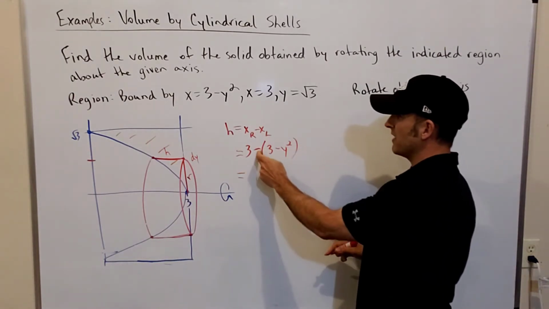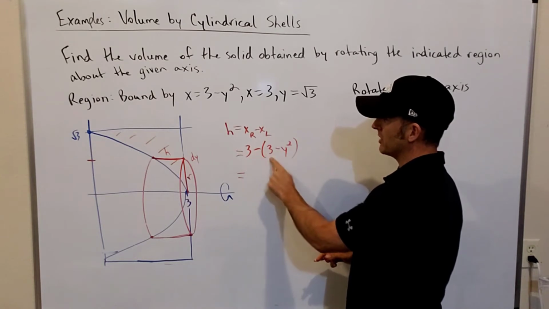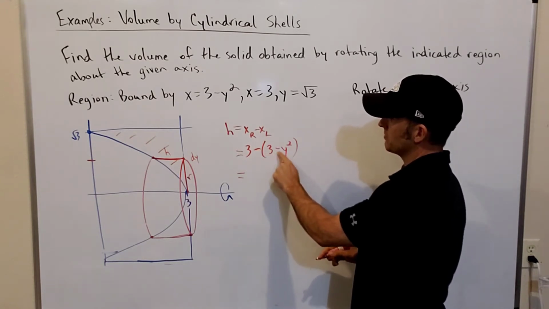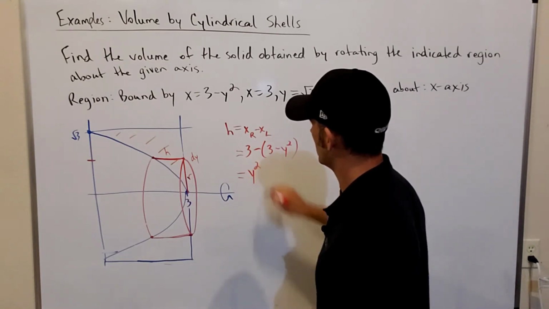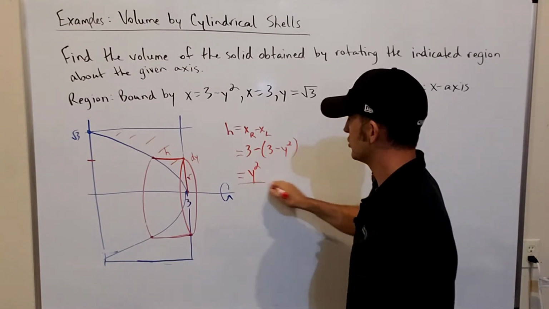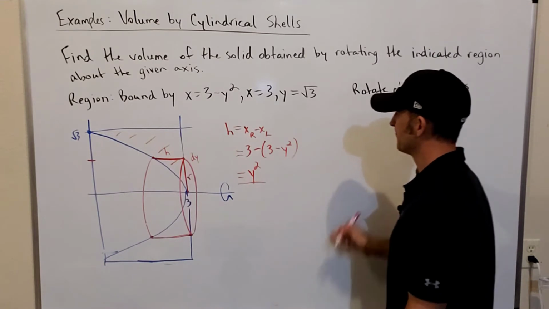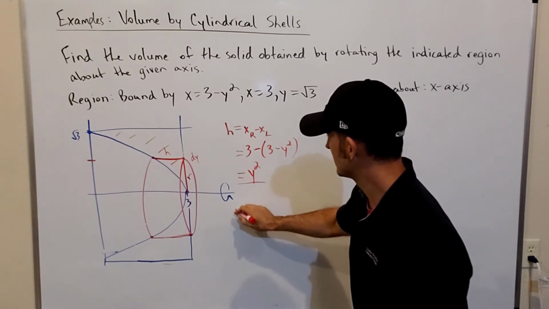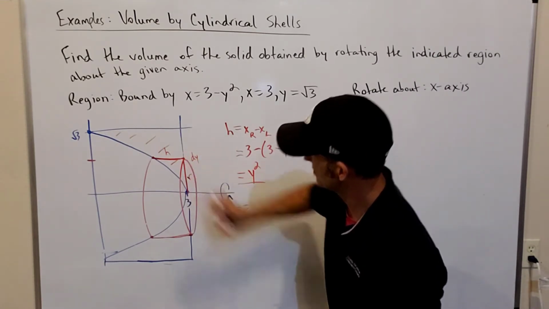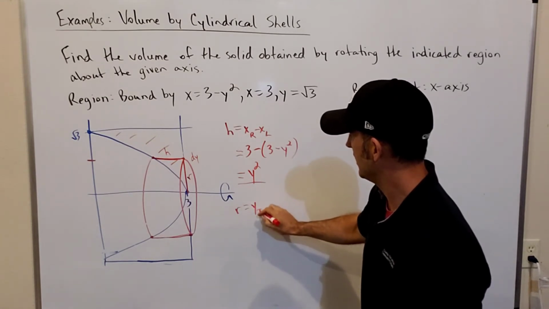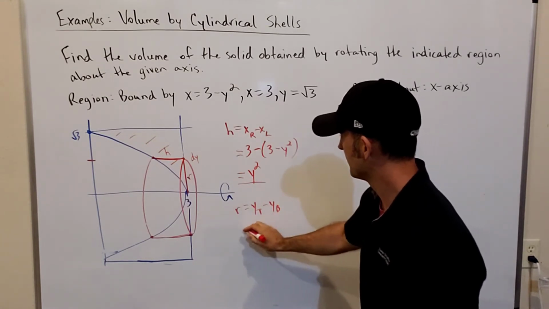And then if I simplify this, I can distribute my negative. So 3 minus 3 is 0. Negative times negative y squared is positive y squared. So the height of this shell, of all of the shells, if I were to construct any of them, would be y squared. Now the radius is measured perpendicular to that. It's measured vertically. So it's the top y minus the bottom y.